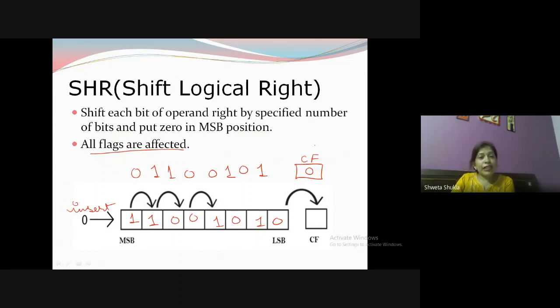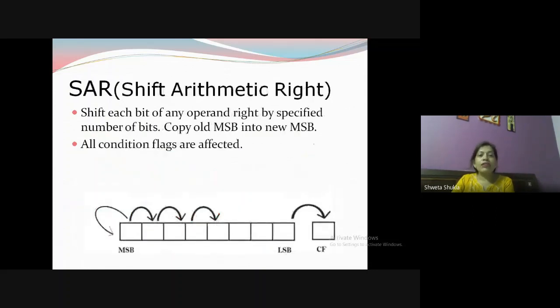Next instruction is SAR, shift arithmetic right. This is completely different from SHR or SAL or SHL. Now, what happens in case of SAR? First of all, remember all the flags will be affected in this case. Now here is how we will shift. If the MSB is 1, then you can keep any bits here, as I'm taking as an example. Let us suppose this is the example.